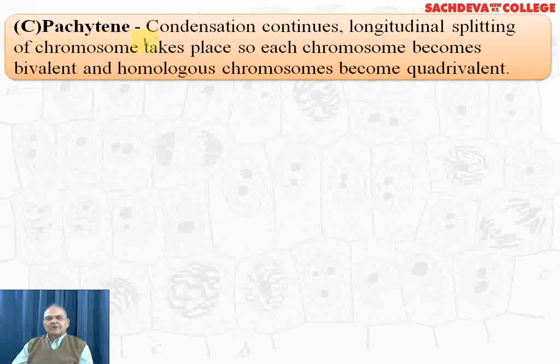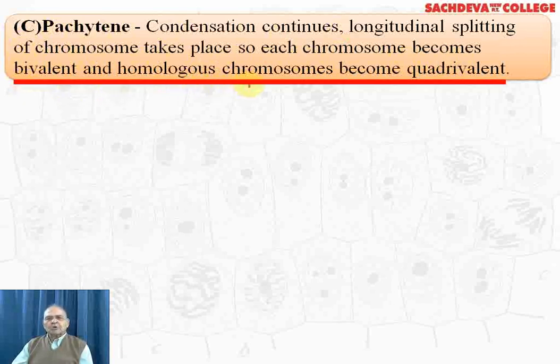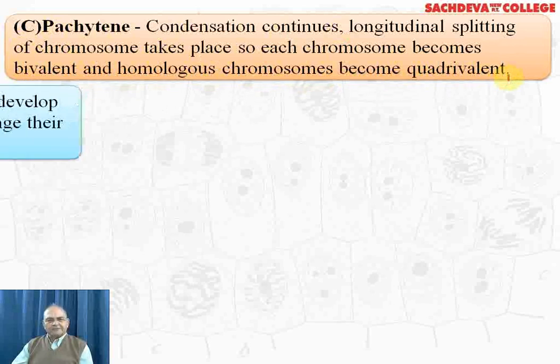Pachytene. For our convenience, we will divide the pachytene into early and late. In early pachytene, condensation will continue till diakinesis. Longitudinal splitting of the chromosome takes place. So, each chromosome becomes bivalent and homologous chromosomes become quadrivalent.